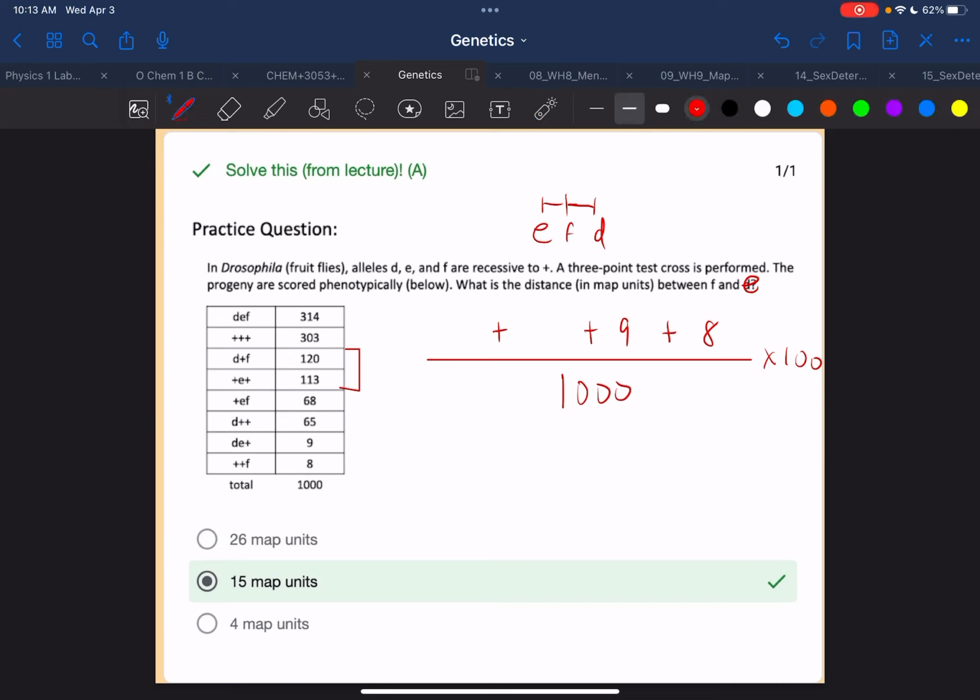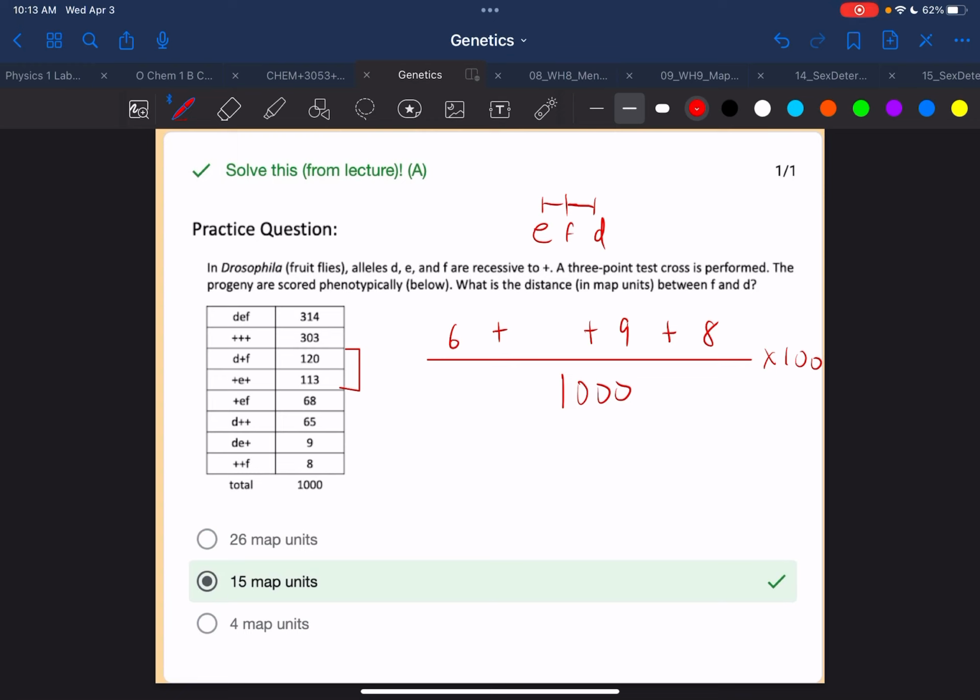So these are the two numbers you use for your single crossovers. We got 120 plus 113, and that will give you something. I mean, the question's not asking that. It's asking for this. So real quick, I'm just going to plug it in to show the calculation. But basically, if you follow the formula, you're going to get the answer of 15.